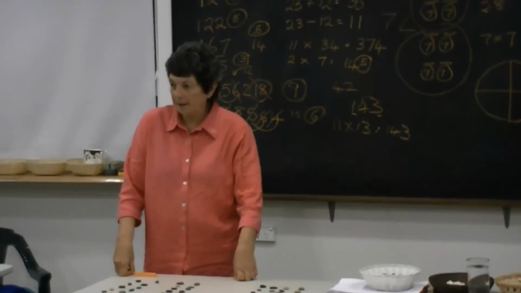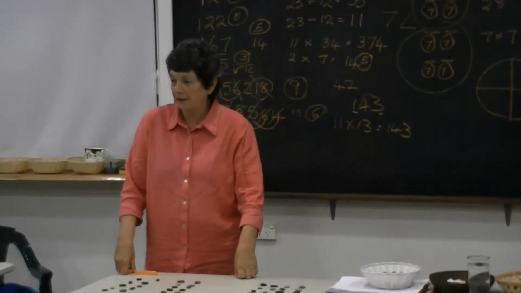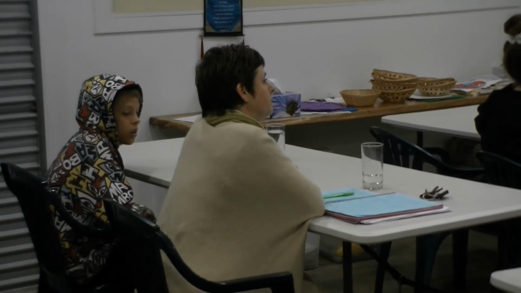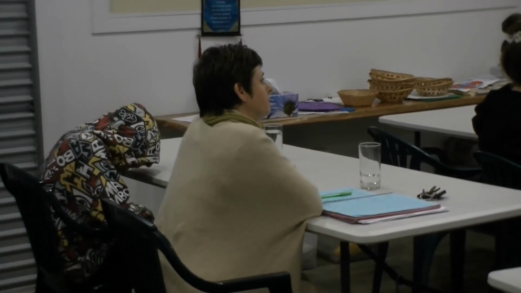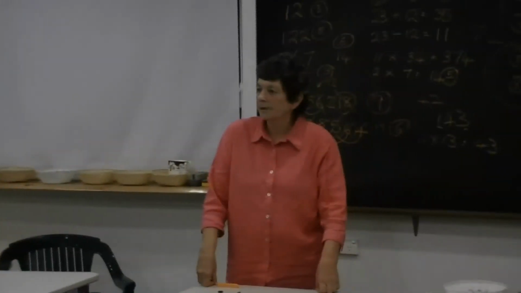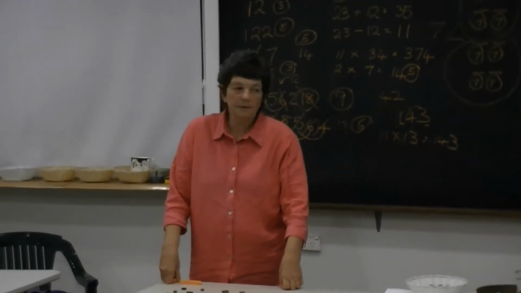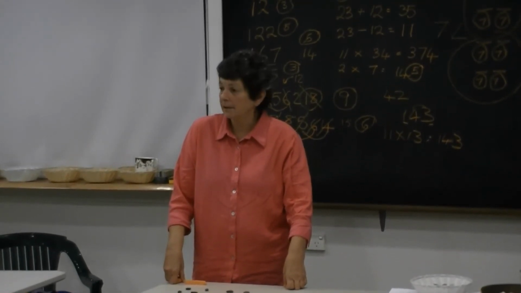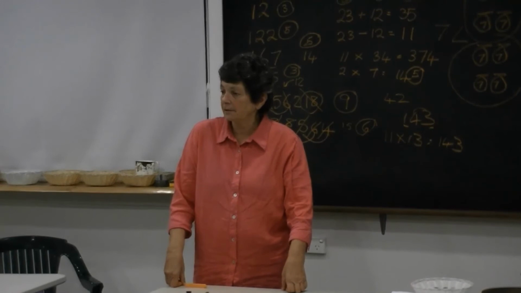So can you make up a number that could be divisible by 15, say a 3-digit number? 120? 120, perfect. 120 is divisible by 15, because it ends in a 0, and it's got a digit sum of 3.